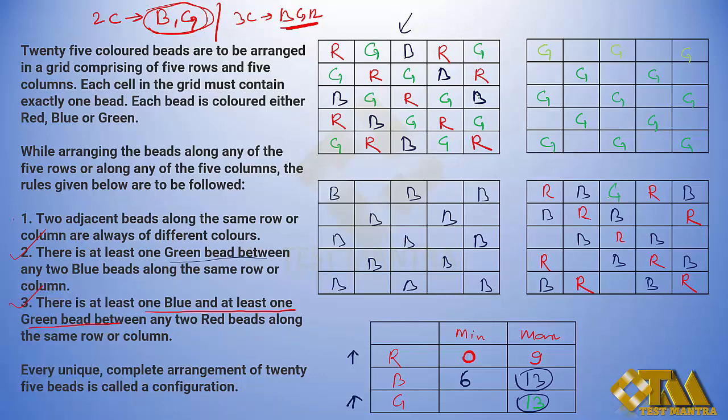I'll insert a green here. So I can insert a green here, right? But I cannot insert a green here because in this case this rule will be violated. So what can be done here is, I'll change this and put the blue at this point and put a green at this point here.